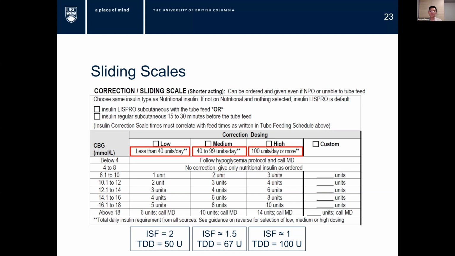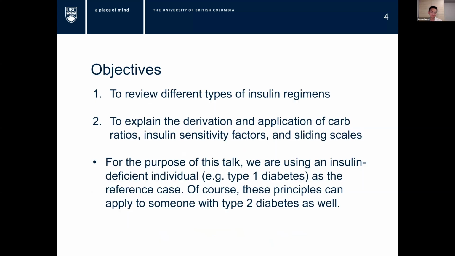So the hope is that during this talk, you've learned a little bit about how sliding scales work, what the relationship is between sliding scales and ISF, as well as the relationship between ISF and the total daily dose of insulin. So in this talk, we have reviewed different types of insulin regimens, and then we have proceeded to talk about carb ratios as well as ISF and sliding scales as well.